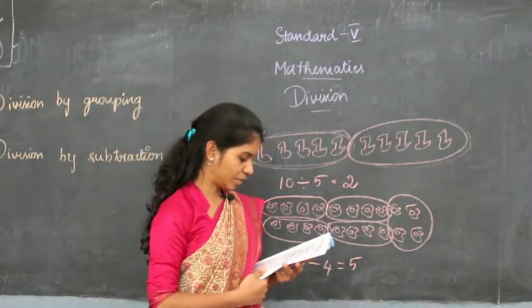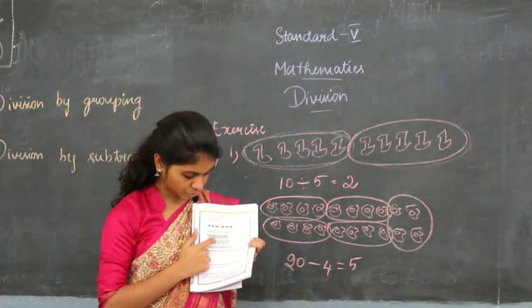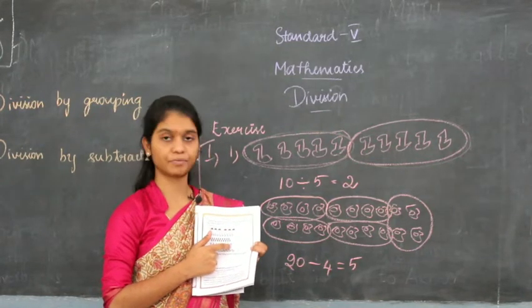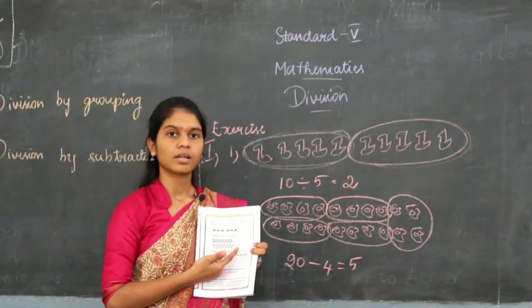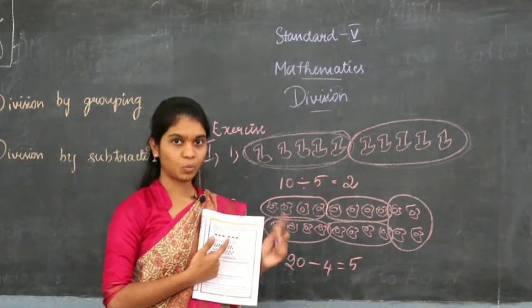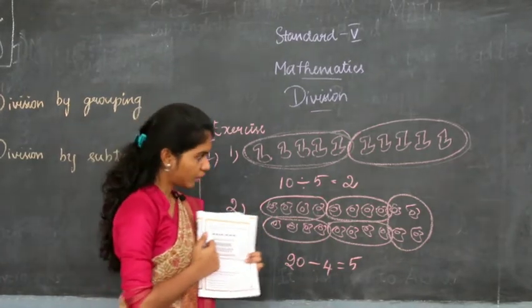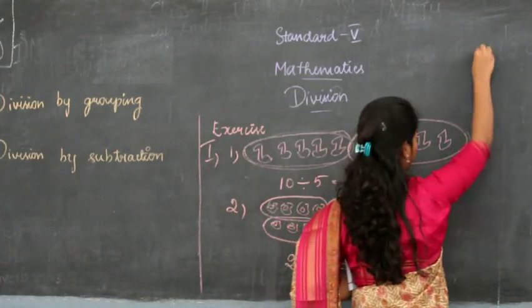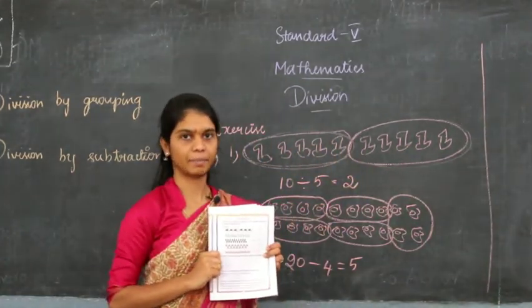Now the third one is, you have babies. How many babies? 1, 2, 3, 4, 5, 6, 7, 8, 9, 10, 11, 12, 13, 14 and 15. You have to divide these 15 into groups so that one group contains 3 babies. So you are going to split them in the same way so that each group contains 3 babies.